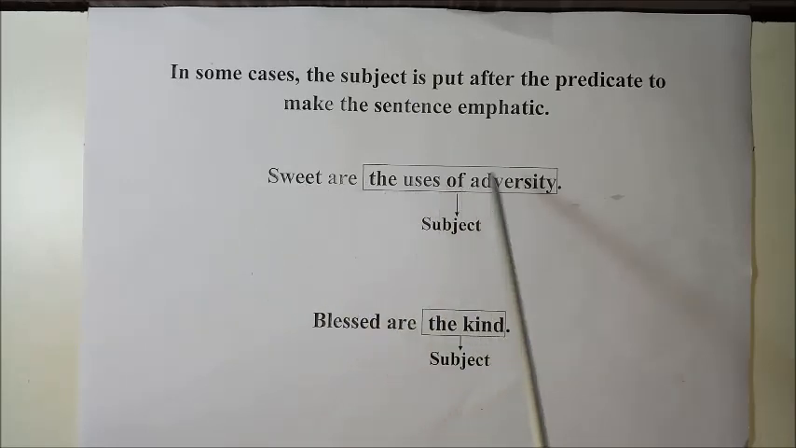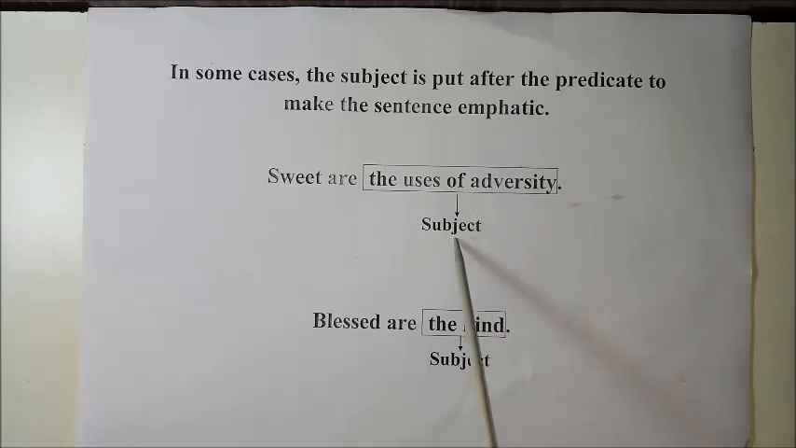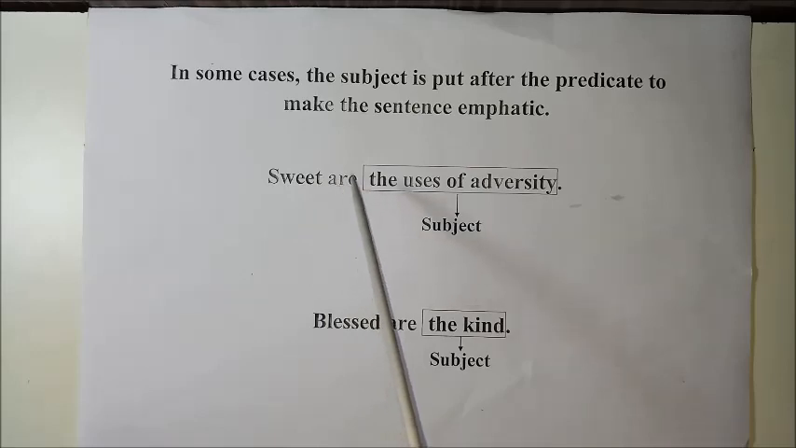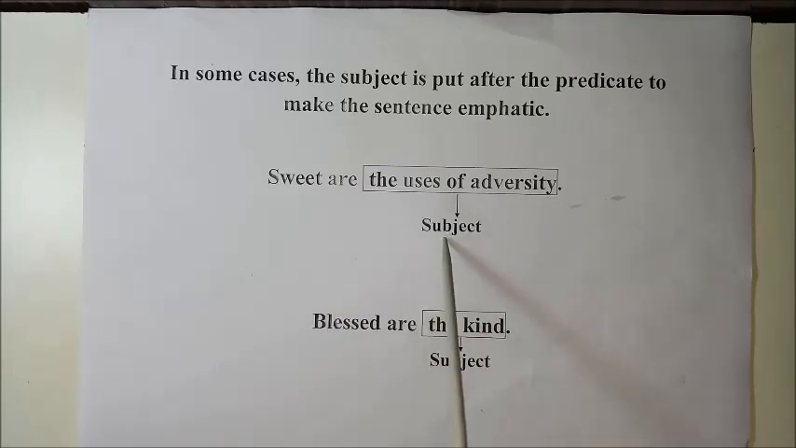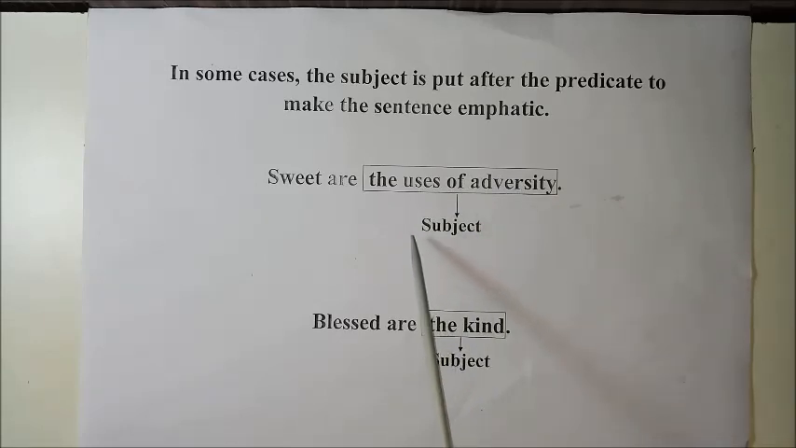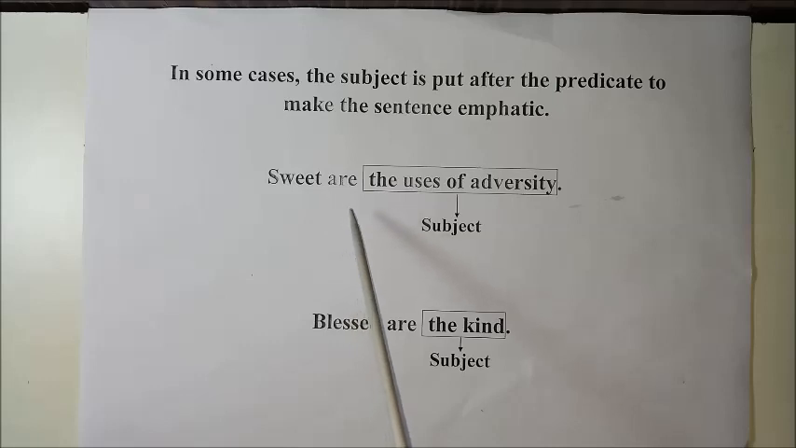"Sweet are the uses of adversity." In this sentence, we are talking about the uses of adversity. Hence, it is the subject of this sentence. And the predicate is "sweet are". And we have changed the sequence of the subject and the predicate. Here in this sentence, the predicate comes before the subject, and this sentence can be rewritten as "The uses of adversity are sweet." This has been done to add force to this idea that uses of adversity are always sweet.